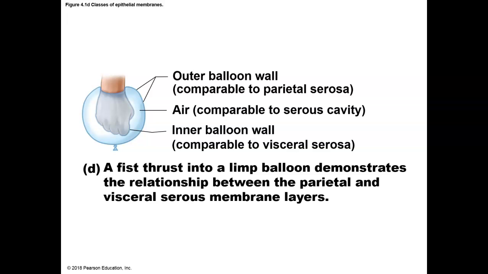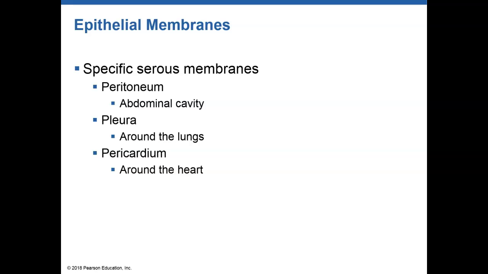So we find serous membranes surrounding our heart. The serous membrane surrounding our heart is called the pericardium. The one surrounding our lungs is called the pleura. And the one surrounding organs in our abdominal cavity is called the peritoneum.